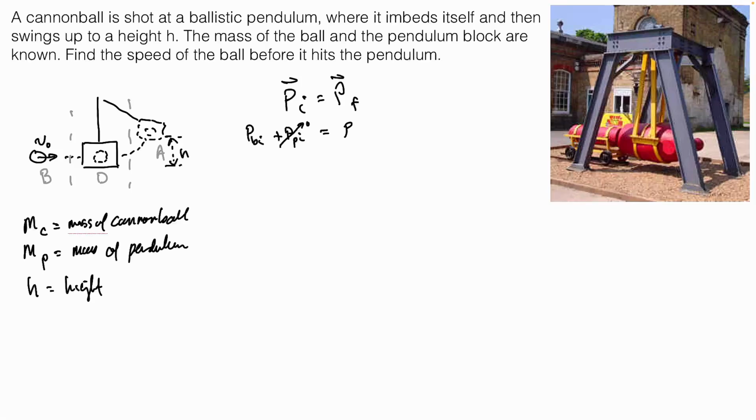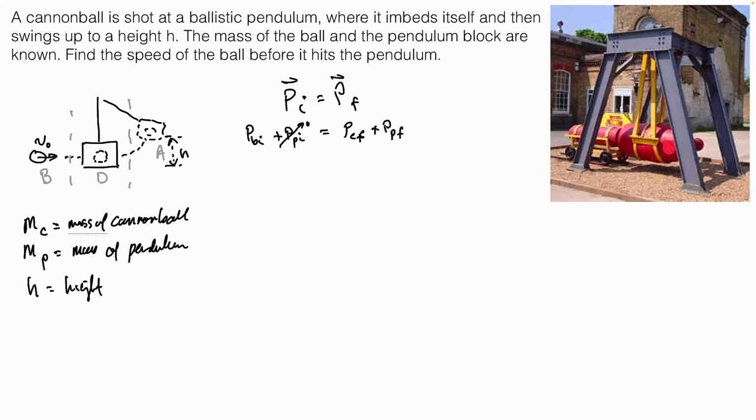So we've got the momentum of the cannonball final plus the momentum of the pendulum final. I've sort of just mapped out that I've got two things in my system, and I'm going to add together their momentum before the collision, and then add their momentum together after the collision.